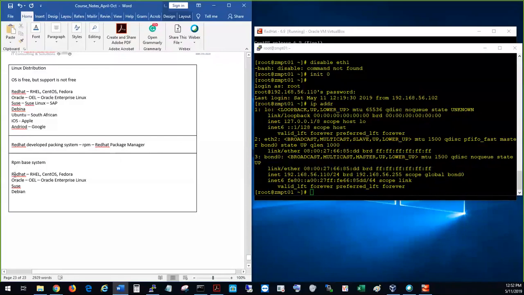So on your resume, you could comfortably put down all of these: Red Hat, CentOS, Fedora, OEL. I have another list here, so I'll send it to you, which ones to put down. But you should put down all these because they're all the same. Okay.